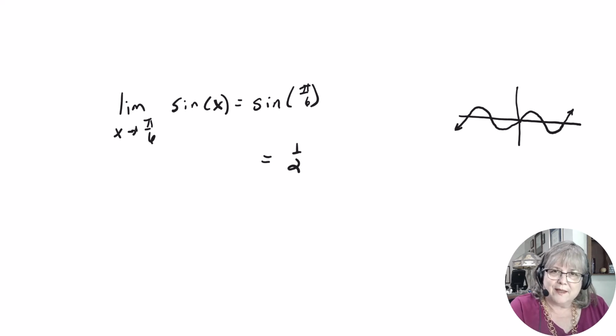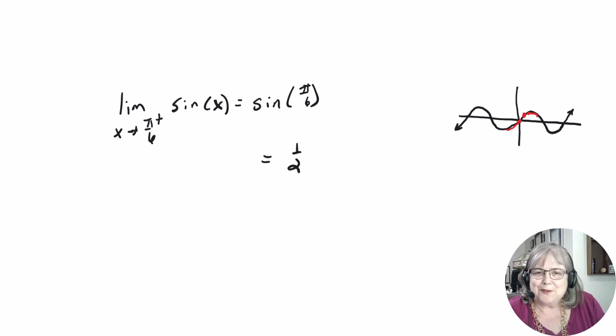Now, if they had said, let's do x approaches pi over 6 from the right, you would still do the same thing, because if this value for x is in the function's domain, coming at it from the right or coming at it from the left is going to get to the same value, because if you're coming into pi over 6 from the left, it's still coming up to that value. And if you're coming in from the right, it still comes to that value.